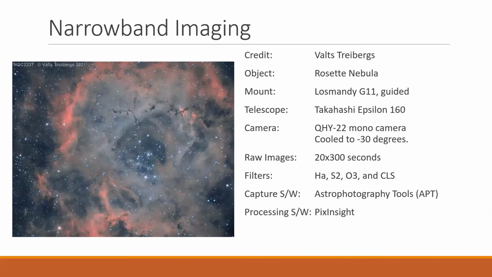I noticed that Volz is on the call also. This is the Rosette Nebula, and you'll notice that the camera was a QHY 22 mono camera. You'll also notice that it's been cooled to minus 30 degrees. This is also an advantage to not all, but most of the cameras that you buy for astronomy work. You can cool them down.